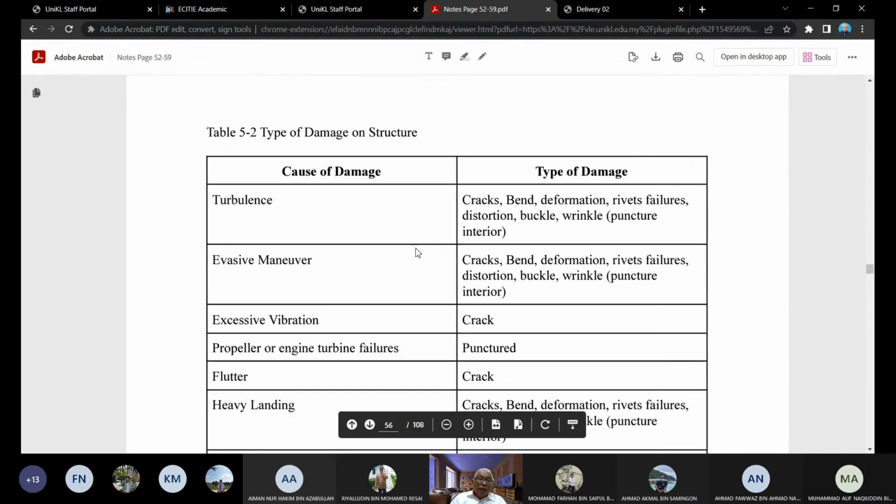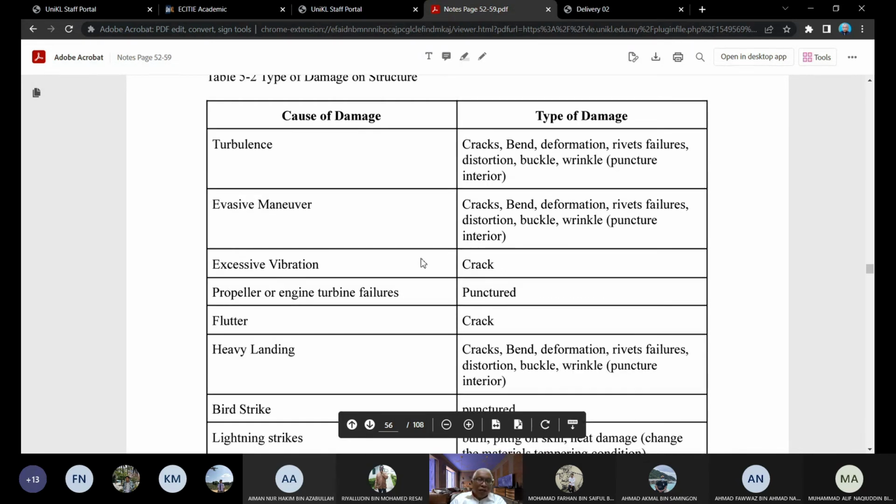Okay, type of damage. I make a map from each cause, like turbulence, environment, evasive maneuver, flutter, heavy landing, and we're trying to map into what could be the potential failure. Turbulence may cause structure to crack, bend, deform, rivet failure. You can see the rivets without heads, the rivet heads pop out. Distortion on the skin panel, buckle, wrinkle. So those are the potential types of damage that you see when an aircraft goes through turbulence.